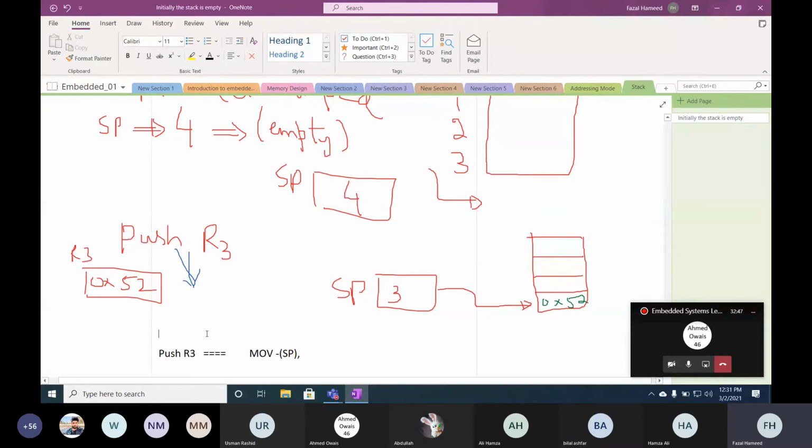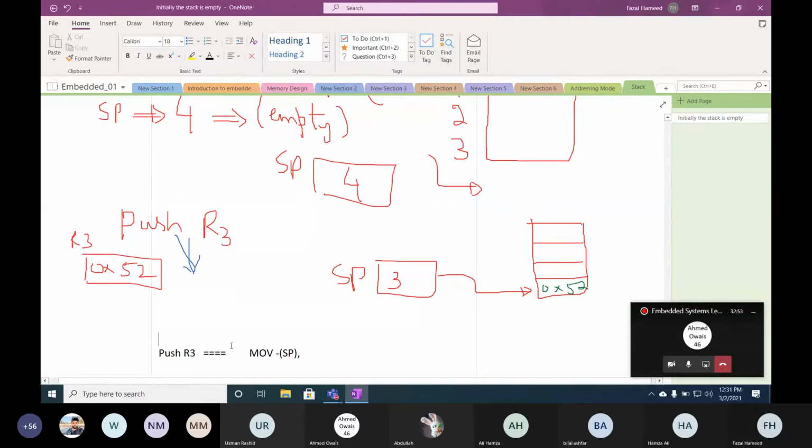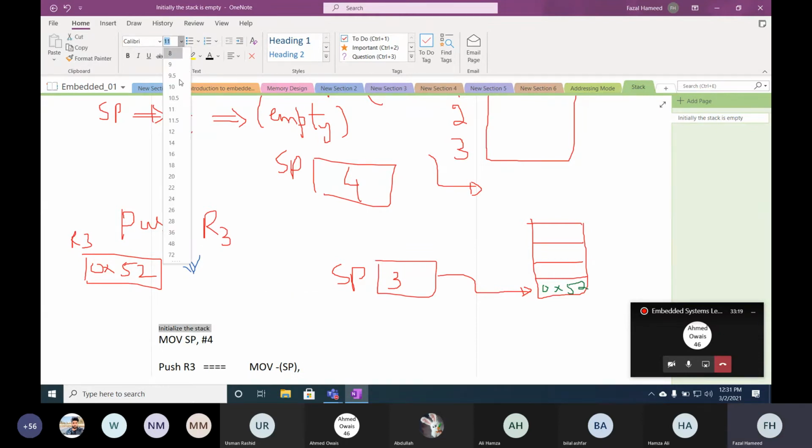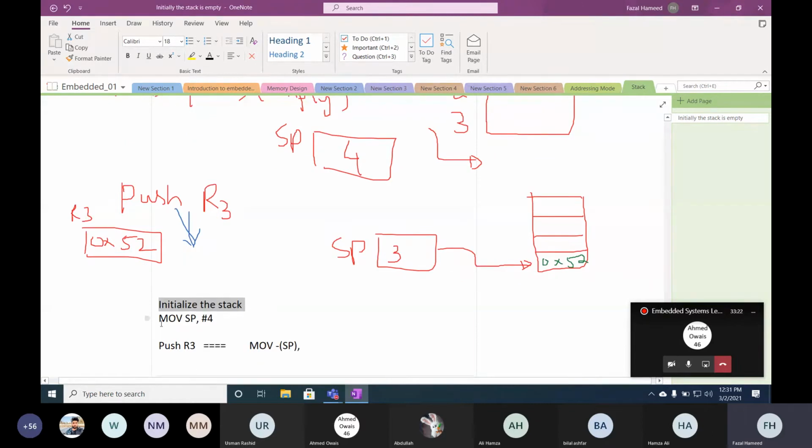And we should initialize this SP to some value. What should that value be? 4. Move SP. In the above example, in this particular example, we have 4 locations, so move SP, 4. For the first time, we initialize the stack. I am using this example, not our architecture; for our architecture, the value will be different. So now we initialize the stack.